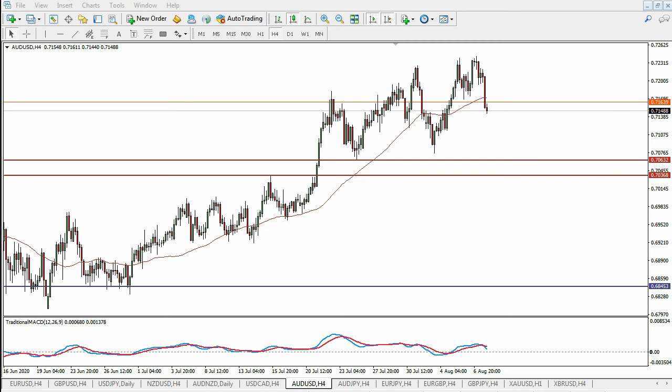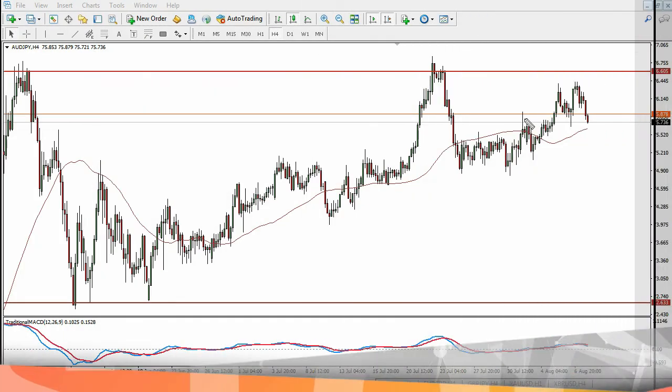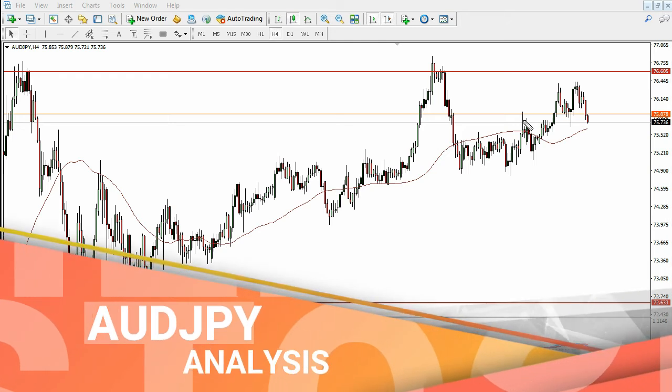I'll show you my targets. My first target is here, and my second target is here. So this is the Aussie yen.